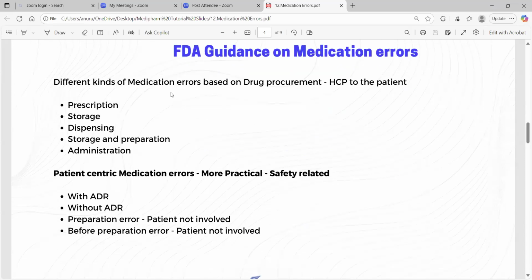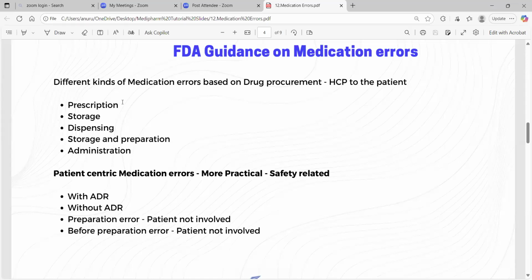And then there are different kinds of medication errors based on the drug procurement or HCP to the patient. As I have said, medication error can happen from the time it is manufactured till the time it is dispensed to the patient. So there are multiple steps where medication error can happen.